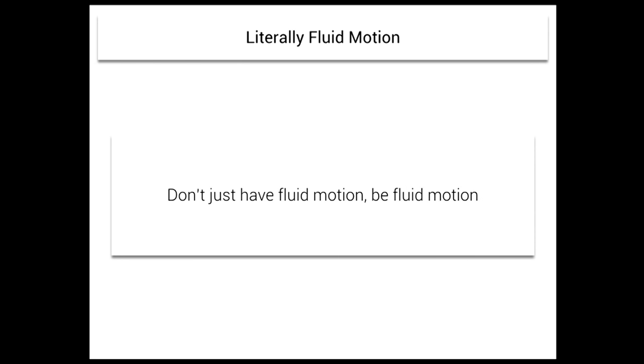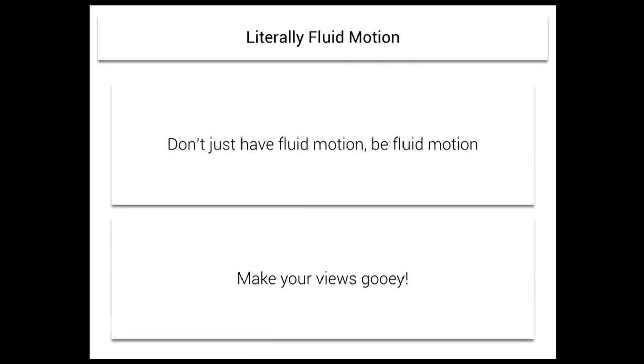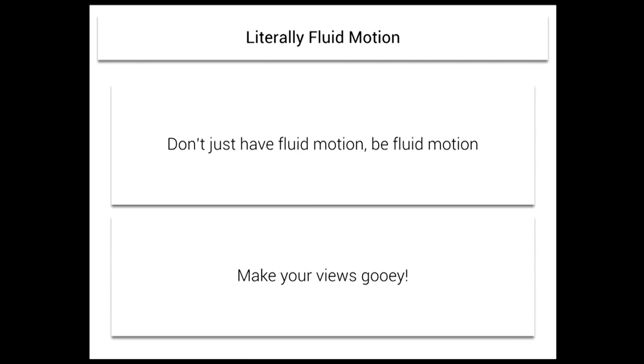So with that, if we take that gooiness, we can literally create fluid motion, right? So don't just have fluid motion in your app, be fluid motion. Have your views animate as if they were a fluid, right? Make your views gooey. So what is gooey? What does that even mean?